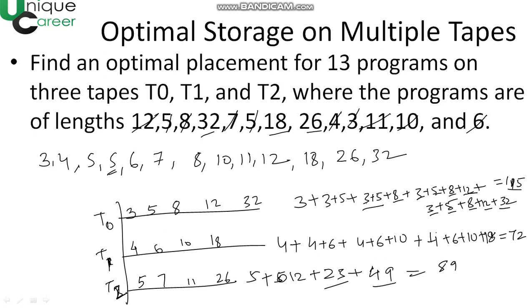So total time required over here is 115 plus 72 plus 89, and that comes to be around 185, 187 and 267 and 9, 276, and mean retrieval time is 276 divided by 3, and that comes to be 92. Mean retrieval time is 92 for each file.